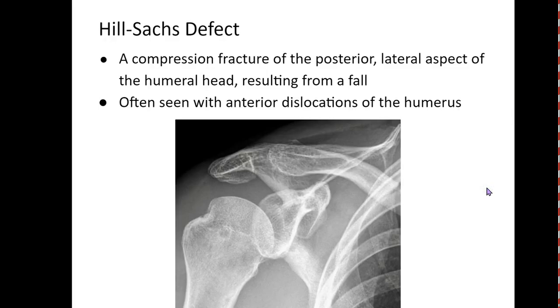All right, so please be able to differentiate between Bankart lesion, which is the glenoid, and the Hill-Sachs defect, which is the humeral head.